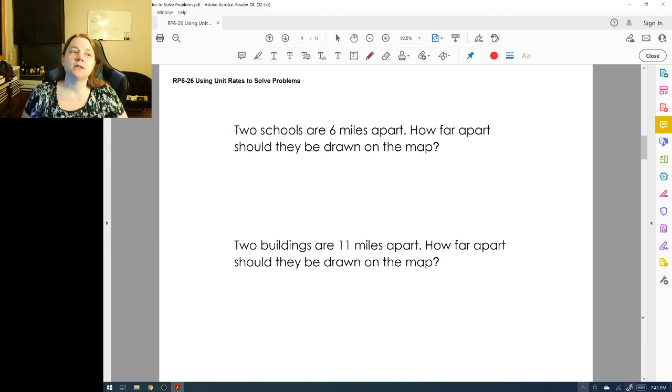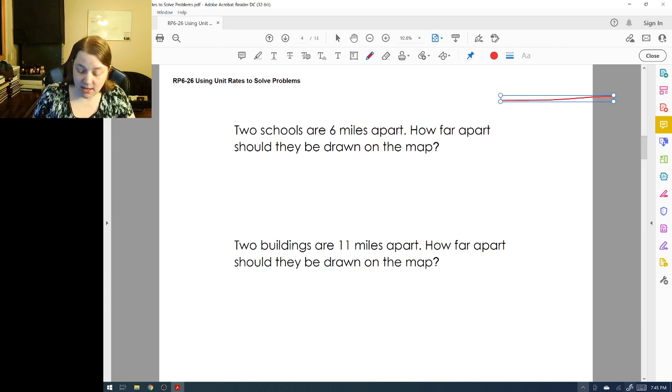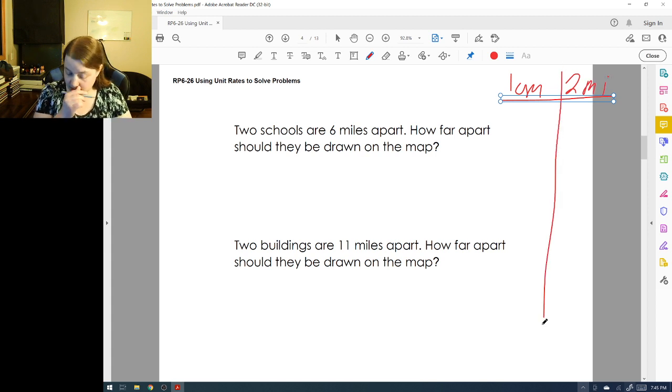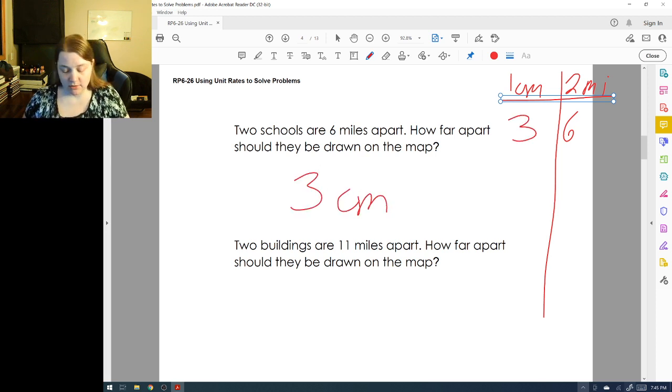2 schools are 6 miles apart. How far should they be on the map? Remember that on this map, 1 centimeter is the same as 2 miles. So if we're 6 miles apart, to go from 2 to 6, you would multiply times 3. So you'd multiply 1 centimeter times 3 to say 3 centimeters.